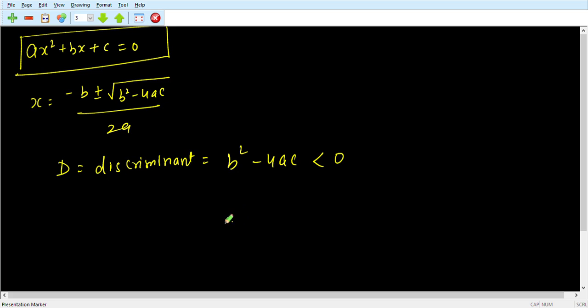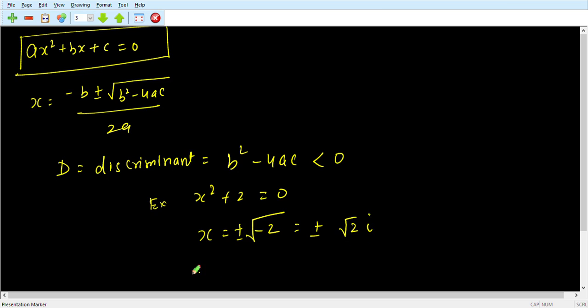So if you are having a quadratic equation, for example x square plus 2 is equal to 0, so x is equal to plus minus under root minus 2. So this can be written as plus minus under root 2 iota. So the solution set of this quadratic equation will be under root 2 iota and minus under root 2 iota. So in this way you can solve the quadratic equation, whether the discriminant is positive or zero or negative. Whatever the discriminant will be, the corresponding result you can give.